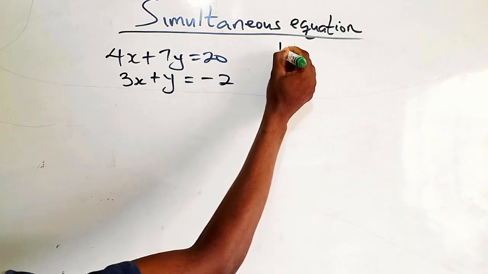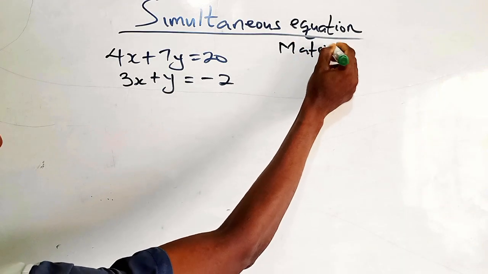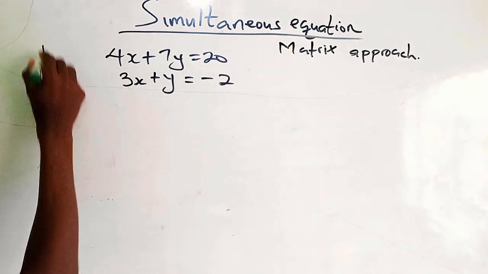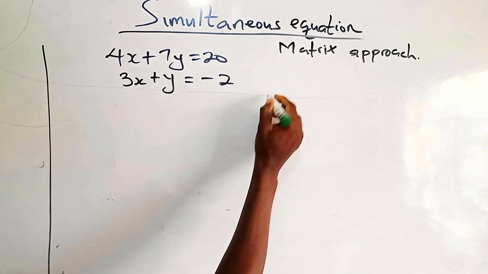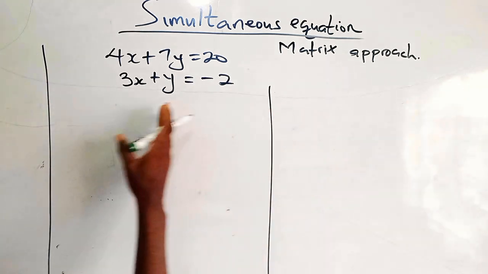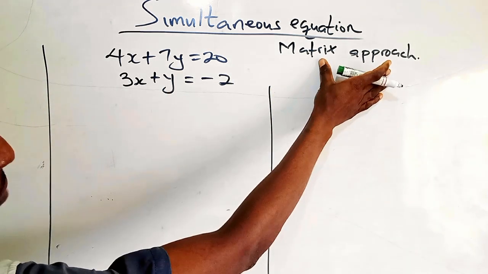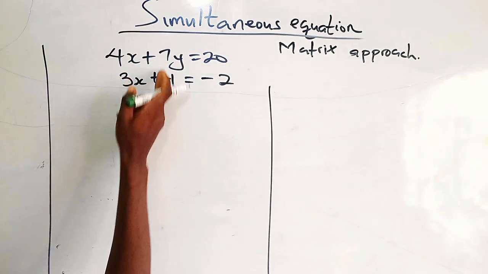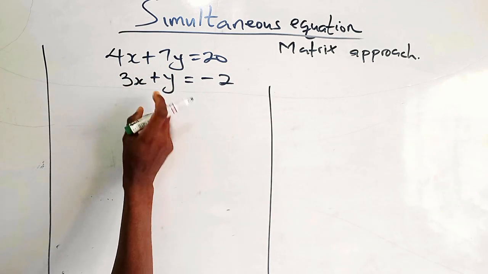So we are using the matrix approach to resolve this. Okay, so we still have the same answer. As we approach it with other methods, we still have the same results. So let us approach this with the matrix method. And how do we do this? In solving this simultaneous equation to determine the value of x and y.